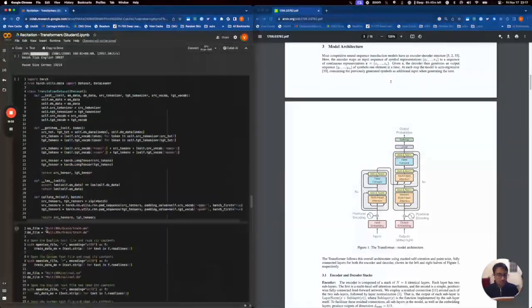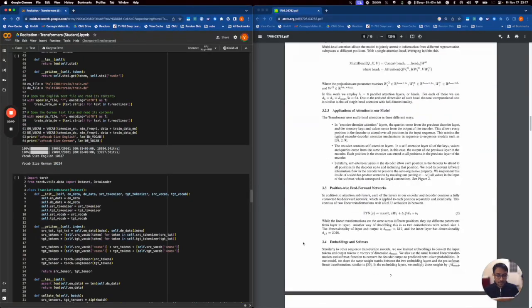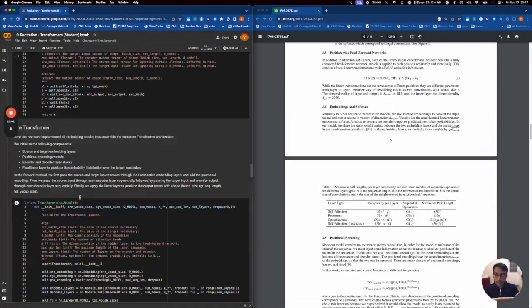And that concludes the experiment we have for coding a transformer. Hope this notebook is of use to you.